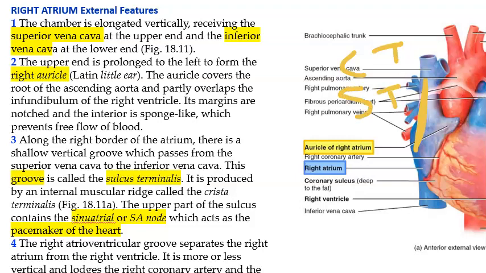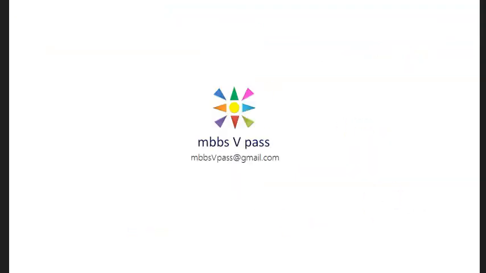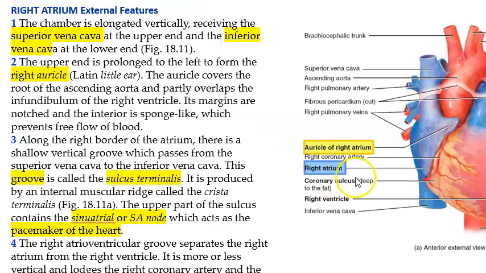In the upper part of the sulcus, you have the sinoatrial node, that is the pacemaker of the heart. Remember it is sinoatrial node, as written in the textbook, and this is going to be the pacemaker of the heart. You will write this in the external features. Don't write it in the internal features. Currently we are looking at the heart from outside. There itself you will write the sinoatrial node. So what did you see till now in the external features? Superior vena cava, inferior vena cava, right auricle, crista terminalis, the groove sulcus terminalis, and then the sinoatrial node.